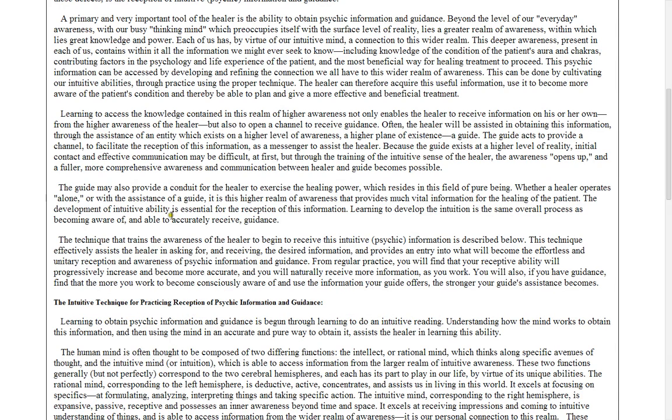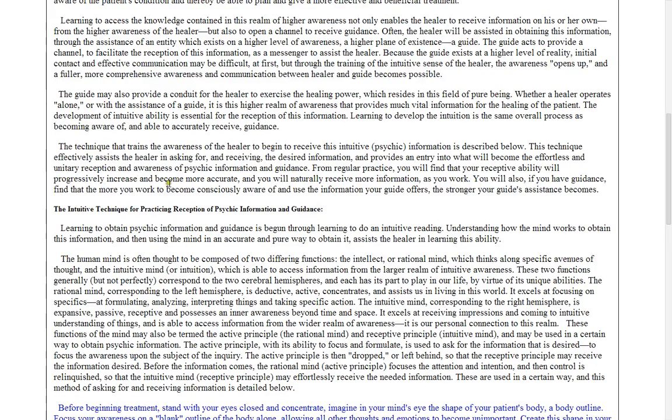The development of intuitive ability is essential for the reception of this information. Learning to develop the intuition is the same overall process as becoming aware of and able to accurately receive guidance. The technique that trains the awareness of the healer to begin to receive this intuitive psychic information is described below. This technique effectively assists the healer in asking for and receiving the desired information, and provides an entry into what will become the effortless and unitary reception and awareness of psychic information and guidance.